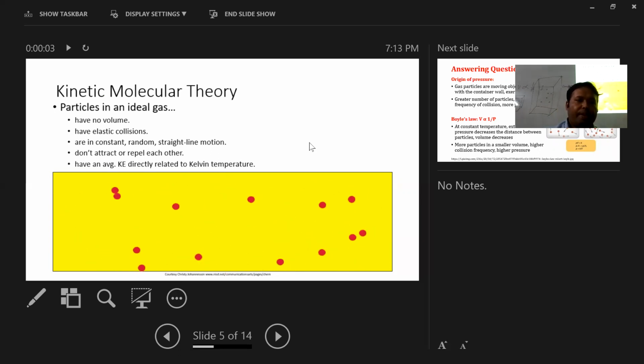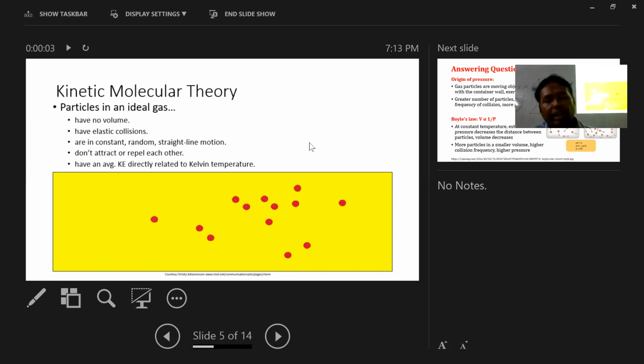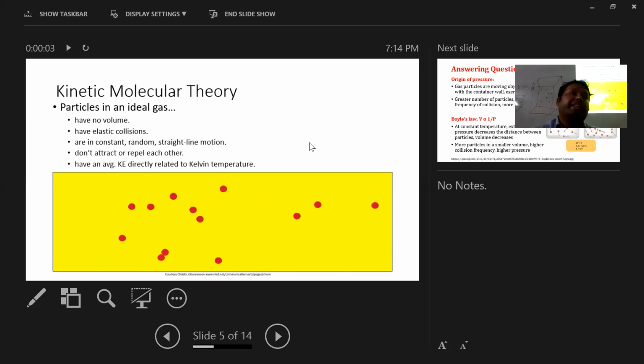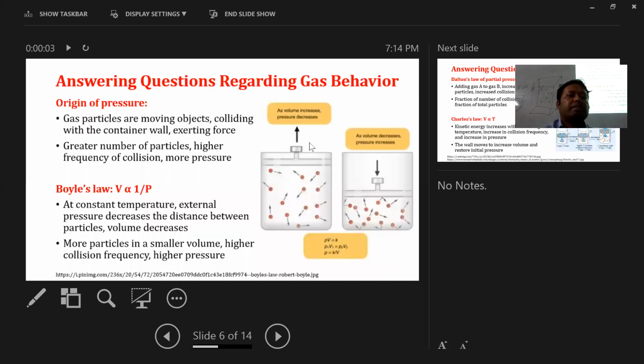That is not okay. Have an average kinetic energy directly related to the Kelvin temperature. Yeah, that is fine. That means if we consider the average kinetic energy, some of them can have very high kinetic energy, some of them can have very low, and some of them can have mild or in between. So that is okay. And then now, origin of pressure.